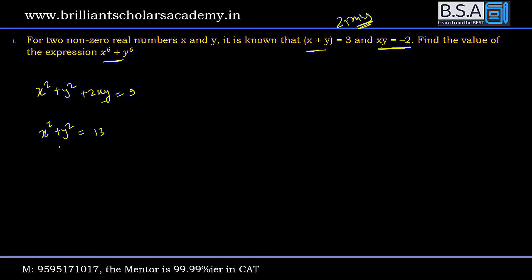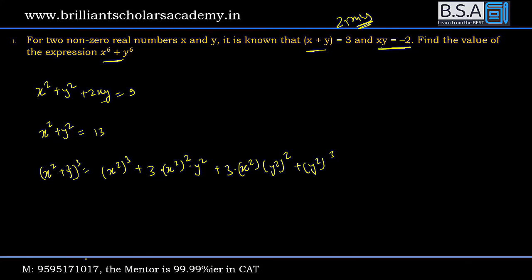What do we need? Power 6. I can perform a cube now. If I perform a cube, I will have (x square plus y square) cube will be a cube plus 3 a square b plus 3 a b square plus b cube. Let me rearrange this. This is x to the power 6, this is y to the power 6. Both have what common? They both have 3 common. x square, y square is also common. Inside we have x square plus y square. That is equal to cube of 13, which is 2197. You can verify this.